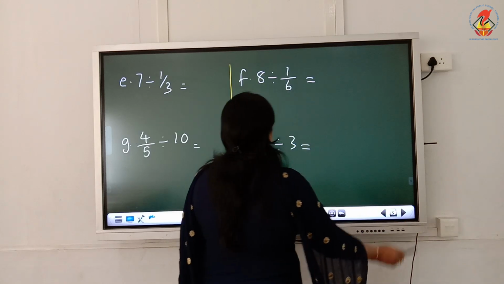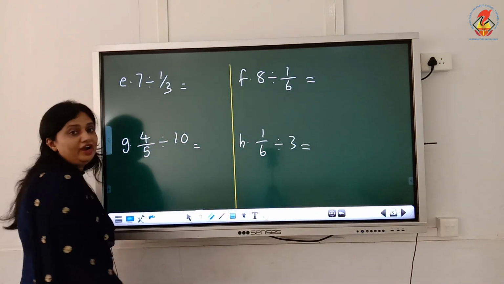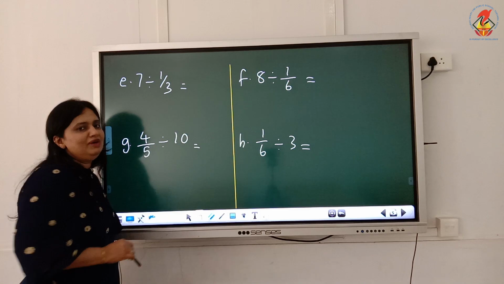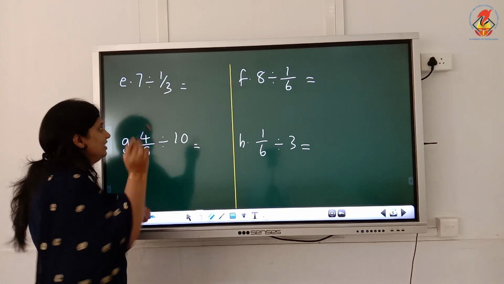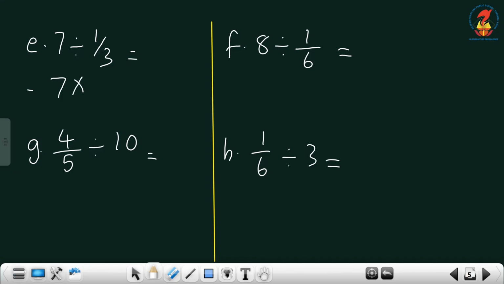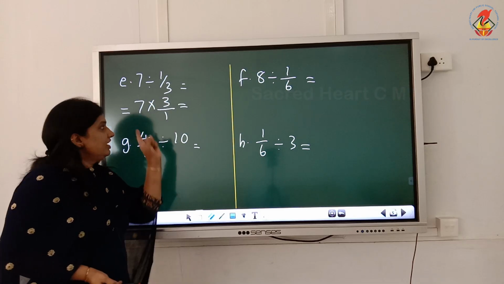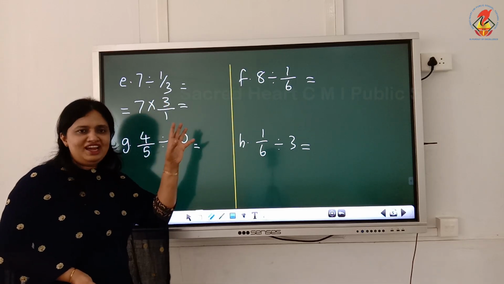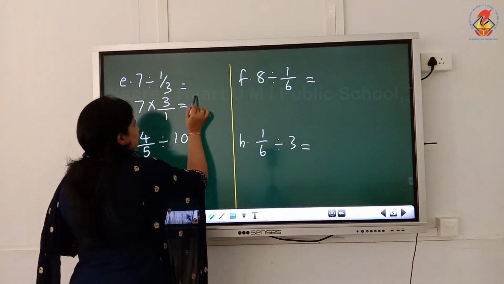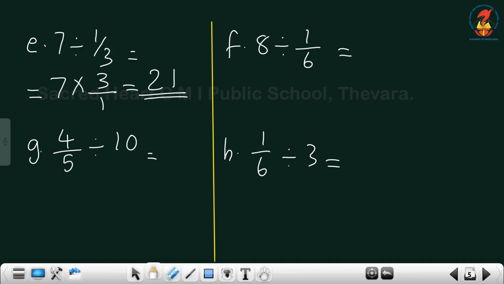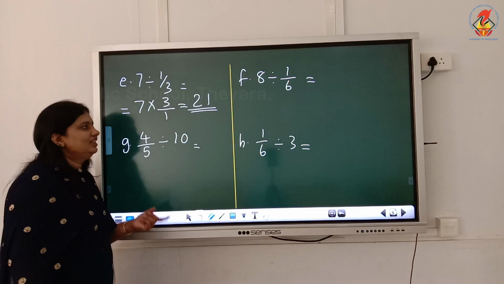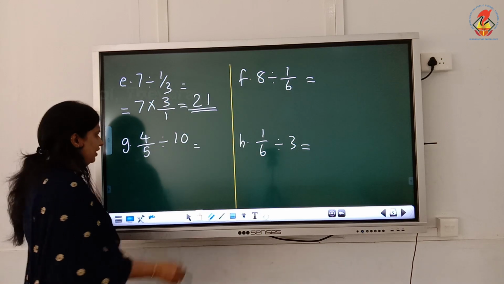And the next one is 7 divided by 1 by 3. How can I do this? 7 into the reciprocal of the divisor is what? 3 by 1. That is easy for you, nothing is in the denominator and you can multiply the numerator and write the answer only. 7 threes are 21 is the answer, because 21 divided by 1 equals what? 21 only. That's why the answer is 21.